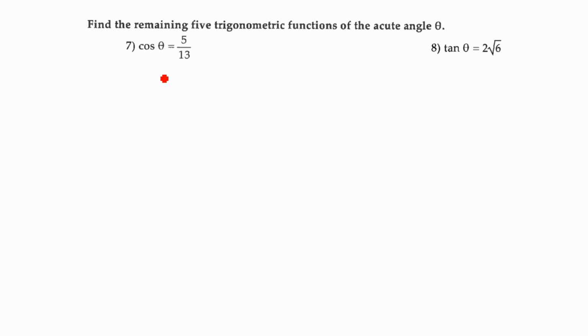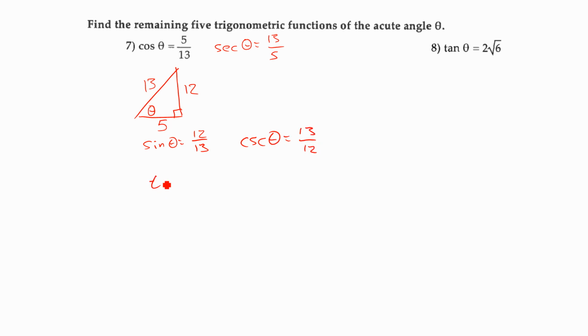All right, find the remaining 5 trig functions. Let's make ourselves a triangle. Theta. And so if the cosine of theta is 5 over 13, the adjacent is 5, and the hypotenuse is 13, which makes the opposite side 12. So if we know cos, we also know secant. Secant of theta is just the reciprocal, 13 over 5. Let's do the sine. Sine theta will be 12 over 13, which makes the cosecant 13 over 12. And then the tangent of theta is 12 over 5. So the cotangent is 5 over 12.